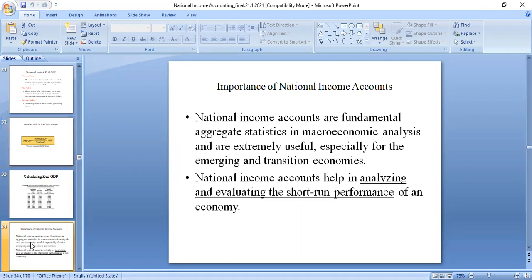Now, let us look at the importance of national income accounts. Why do we take all this national income accounting? National income accounts help us in analyzing and evaluating the short-run performance of an economy. When you're looking at the economic performance of an economy, you basically look at the GDP figures.